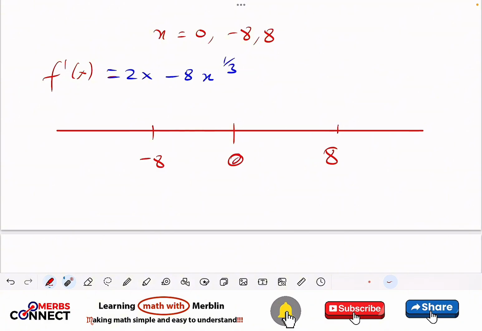Plug in minus 9 and let's see what we are going to get. Minus 9 inside this is going to give us 2 times 9, which is 18, minus the cube root of 9 times 8, which gives us something like 16. So this is going to be positive.